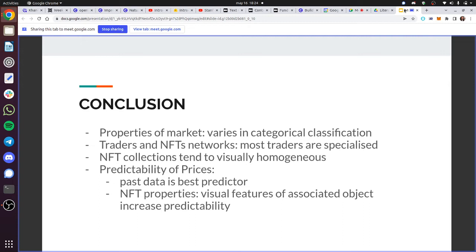So overall, the properties of the market vary in categorical classification. The traders and the networks, the NFT network market traders are specialized, and NFT collections tend to be visually homogeneous. That's what they expect, and the predictability of the prices. It seems like past data is the best predictor, and the visual feature is very important to increase the predictability.